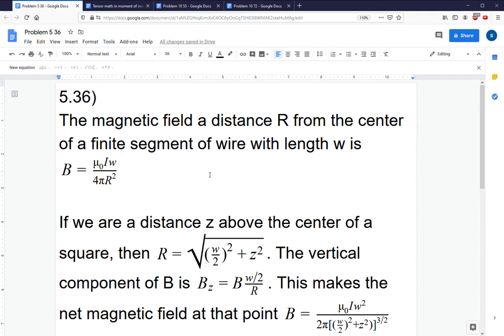Now, because we are dealing with a square of side w, that is 4 segments of wire, each of length w. So I've put the w in right here. And so that is what I'm going to start at.